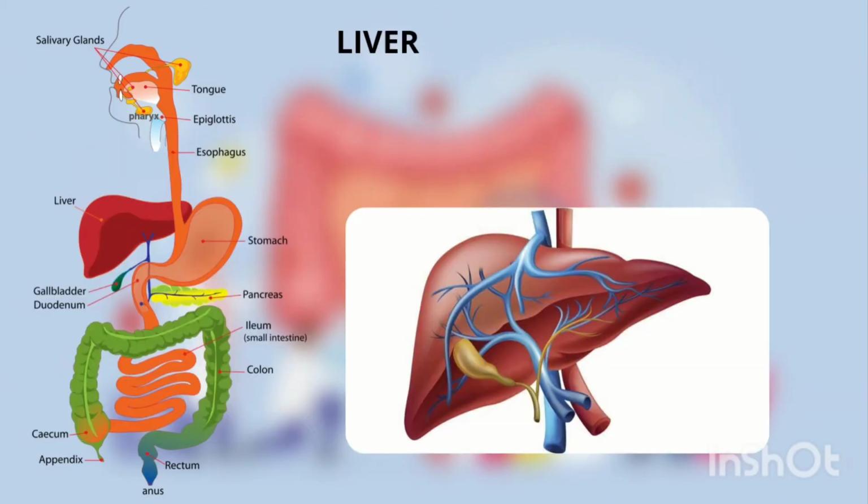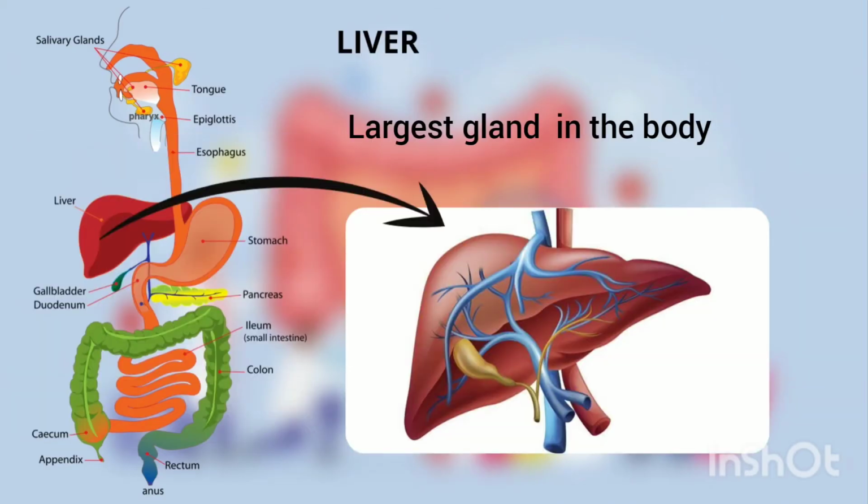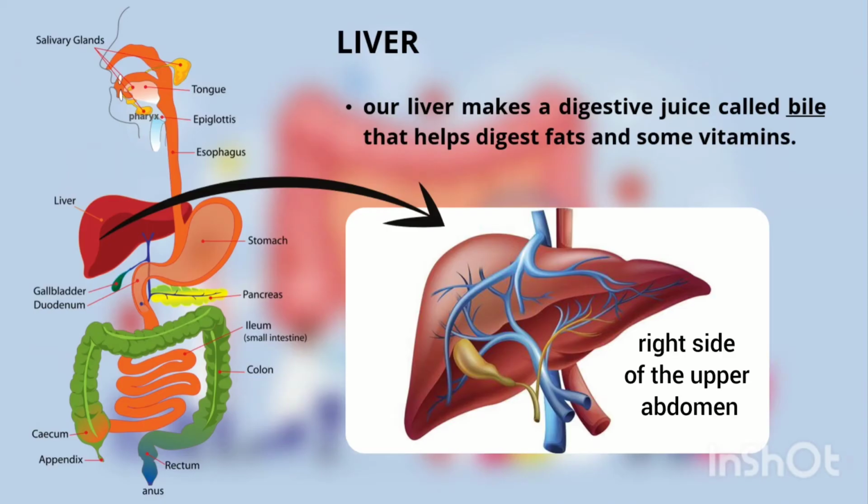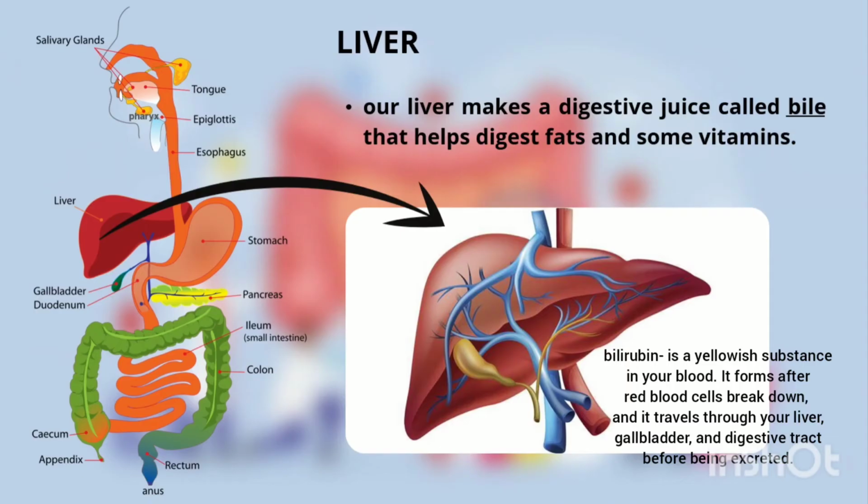The liver is the largest organ in the body. It is located at the right side of the upper abdomen. The liver performs many vital functions in the body, one of which is the production of bile from bilirubin, a waste product formed when red blood cells are being destroyed.